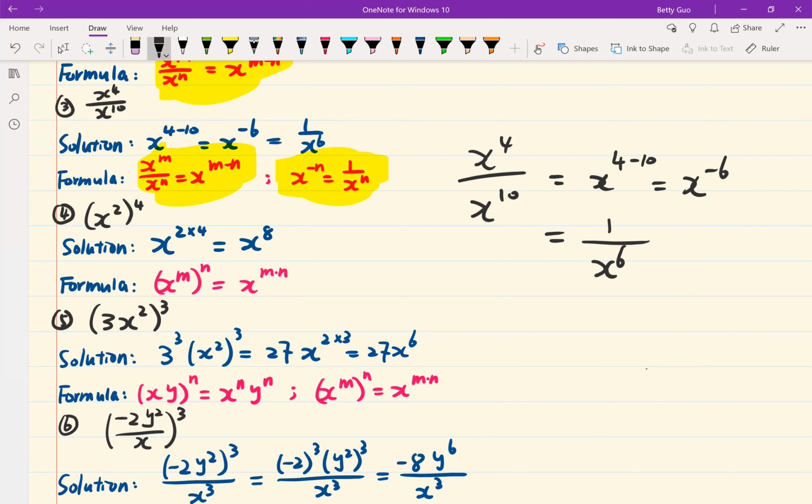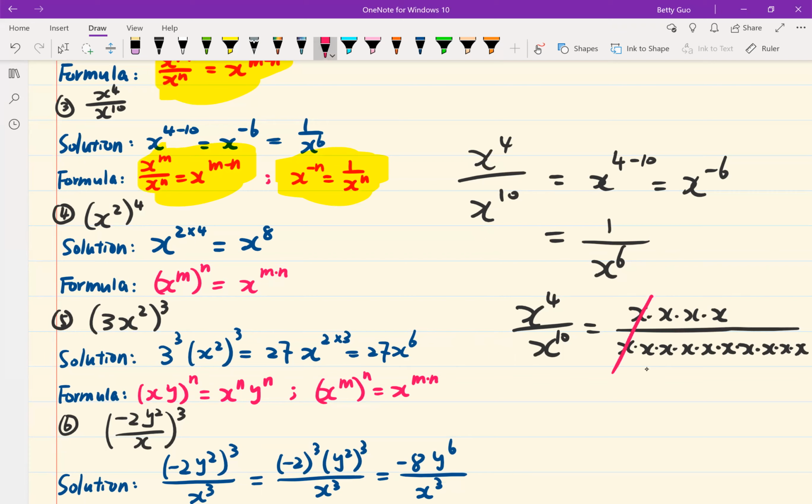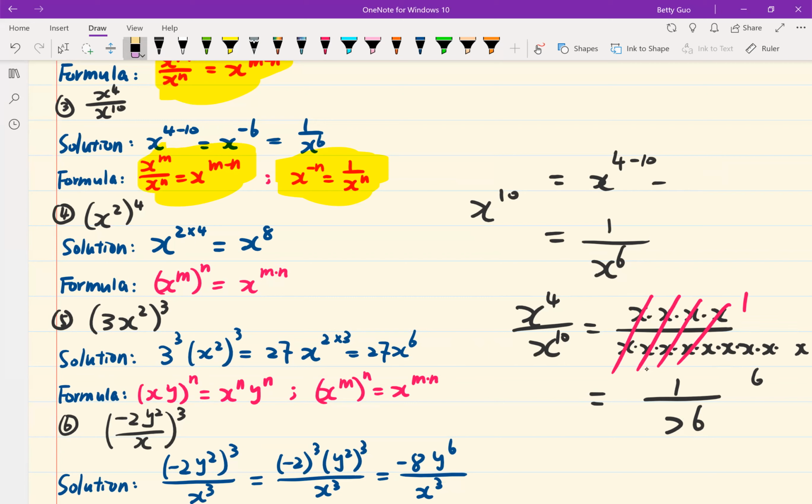Another way to deal with number 3 is to use the definition of exponentiation. X to the power 4 over x to the power 10. X to the power 4, 1, 2, 3, 4. Power of 10, 1, 2, 3, 4, 5, 6, 7, 8, 9, 10. And we cancel this one, this one, this one, this one. And numerator becomes 1. Denominator becomes x to the power of 6 because you still have 6 x's left as factors in the denominator. That is number 3. Either method will be okay.